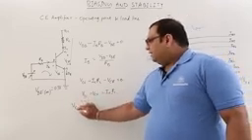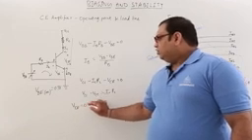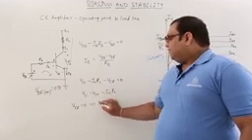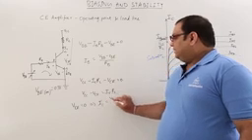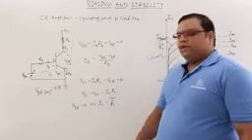Let us take Vc is equal to 0. When you take Vc is equal to 0, that implies Ic is equal to Vcc by Rc. This is the one value we are getting.